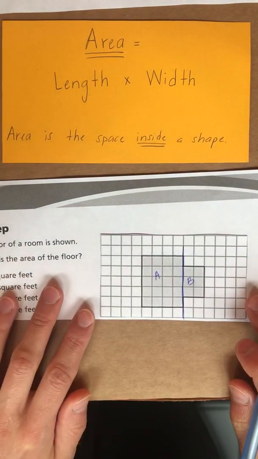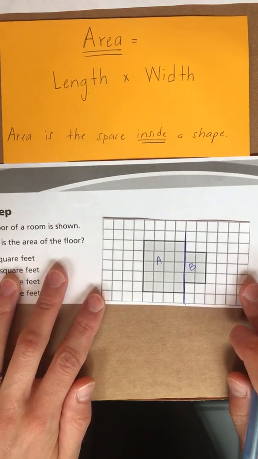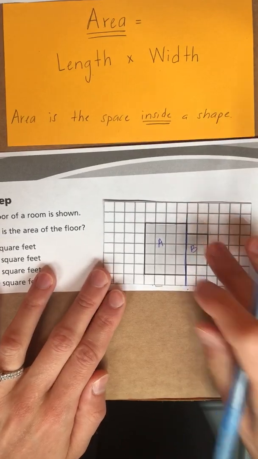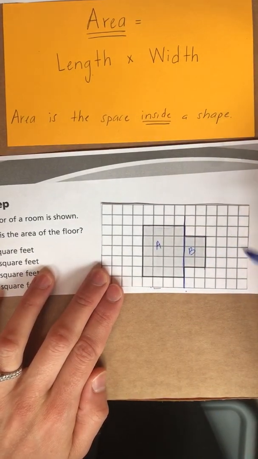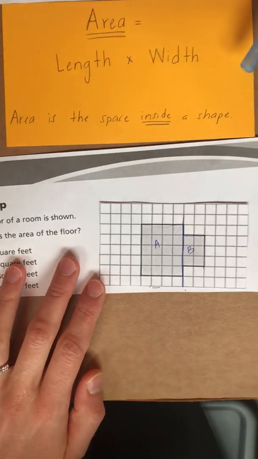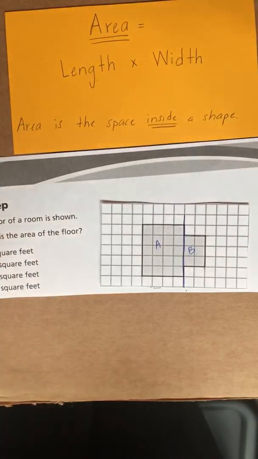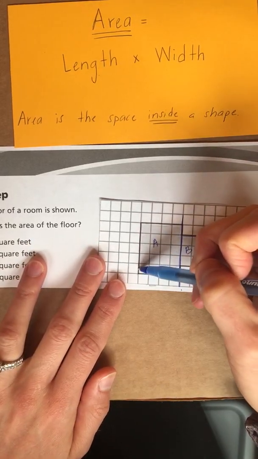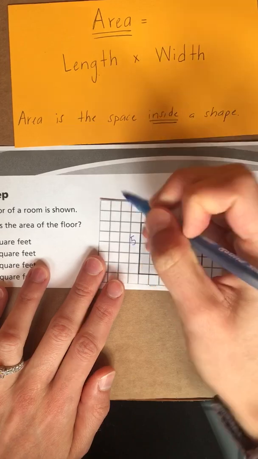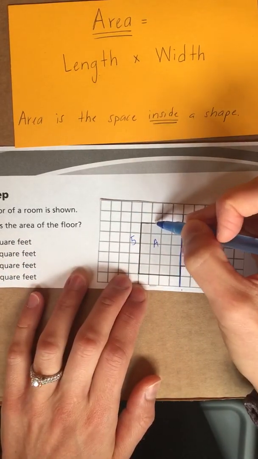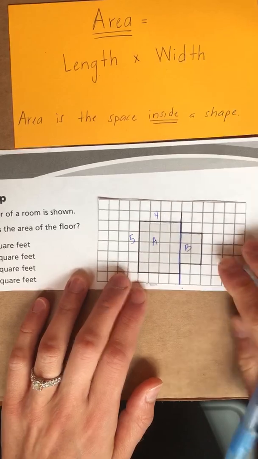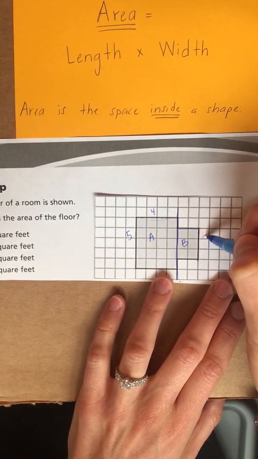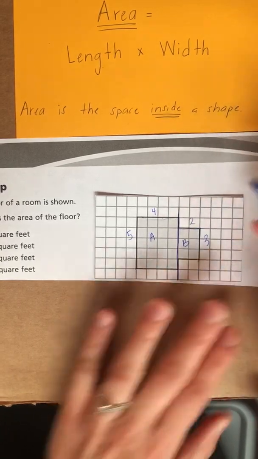Okay, friends, I would like you to pause the video and tell me what the length and the width of A is, and also what the length and the width of B is. Go ahead and do that, and when you're ready, press play. Okay, friends, great job. So you should have told me that the length of A is 1, 2, 3, 4, 5. 5 feet, right? And the width is 1, 2, 3, 4. You should have also told me that the length of B is 1, 2, 3, and the width is 2.